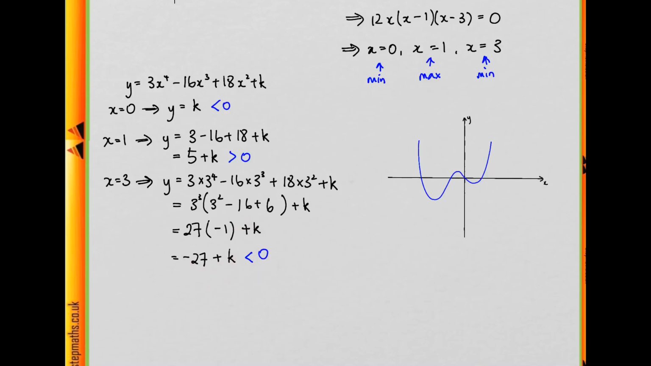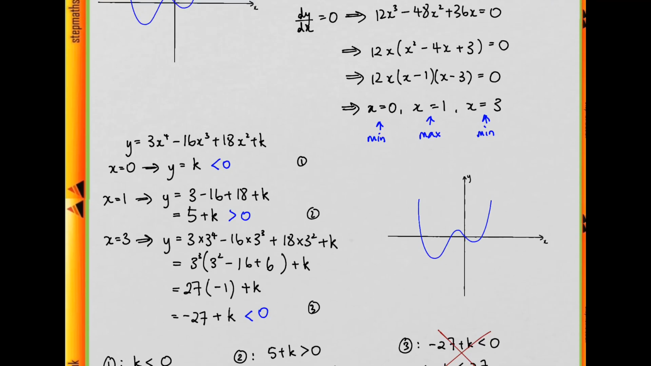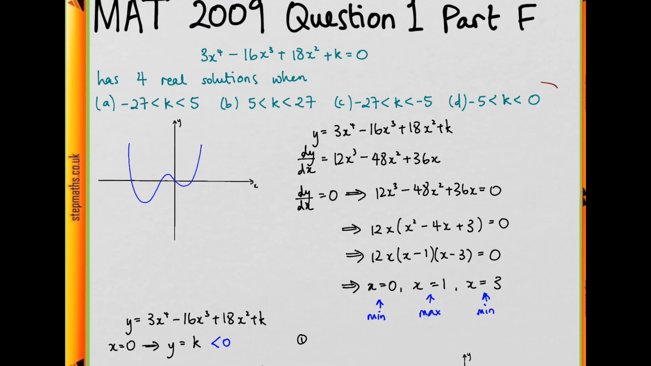And so if I label these inequalities 1, 2, and 3, then the conditions we get for k are that it must be less than 0, greater than minus 5, and less than 27. Well, if it needs to be less than 0, then it's obviously less than 27, so this condition is actually kind of irrelevant. So if we need k to be less than 0 and greater than minus 5, then that's answer D.